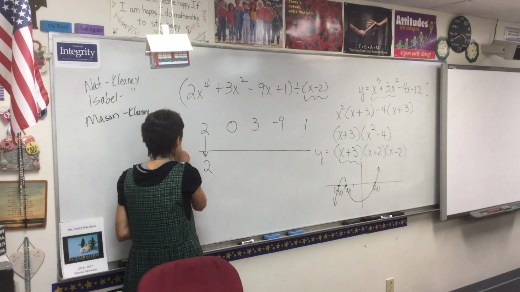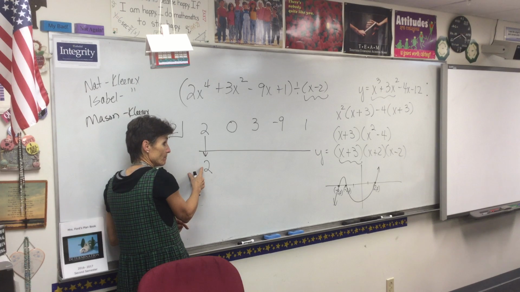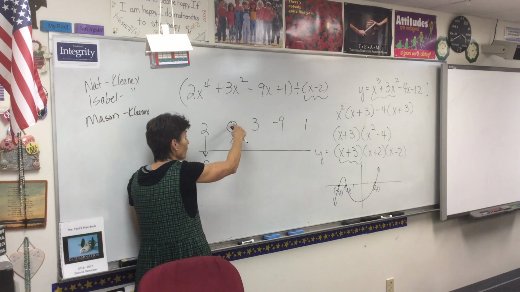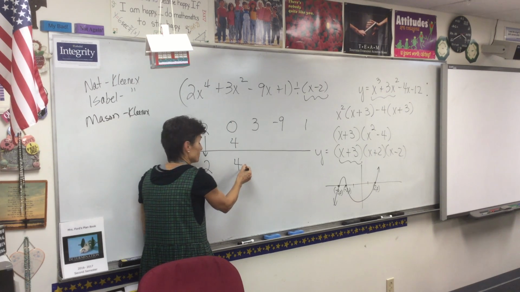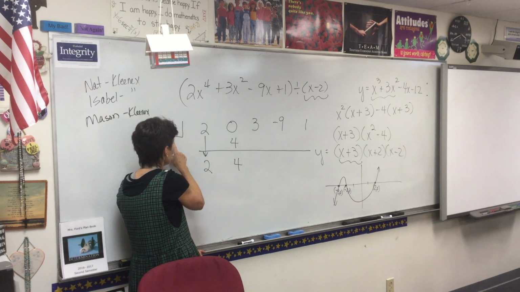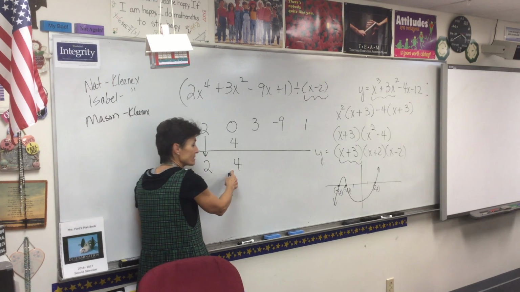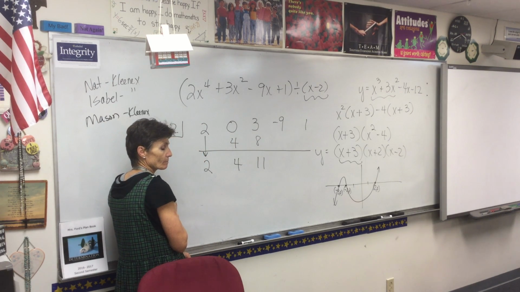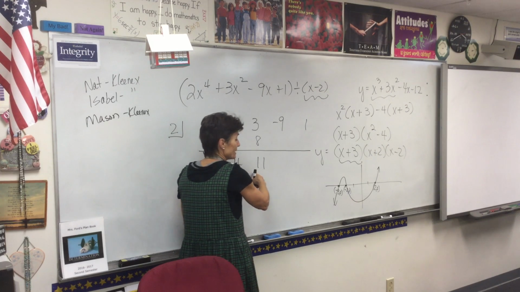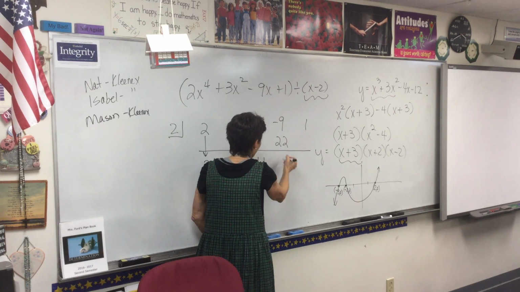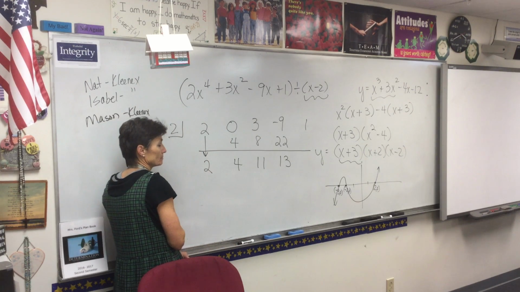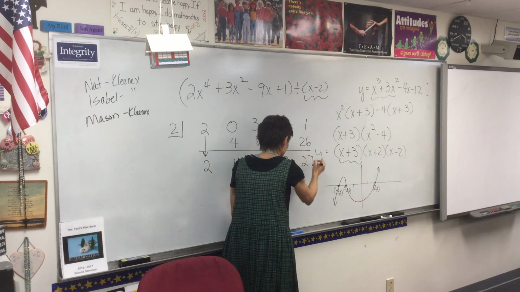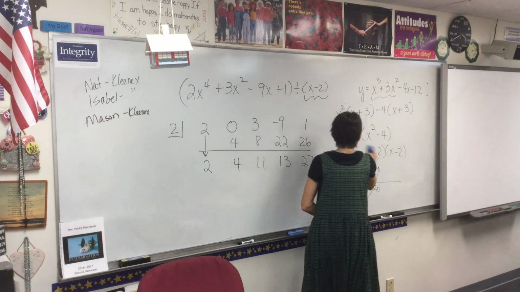Okay, now we multiply this number times this number, and we write the answer here. So 2 times 2 is 4. Now add. Then start over. 2 times 4 is 8. Add. 2 times 11 is 22. Add. 2 times 13 is 26. Add. Now we're done. The problem is finished.